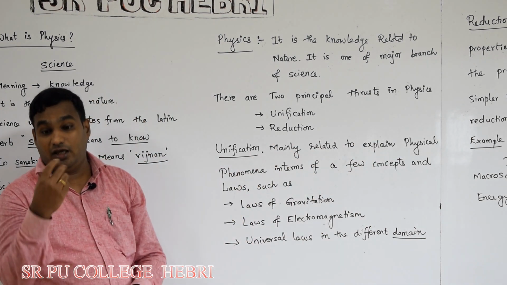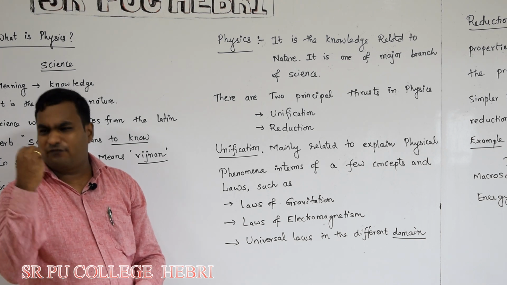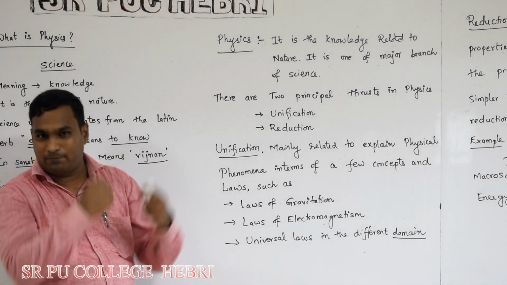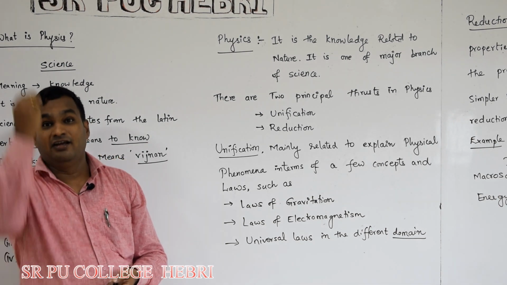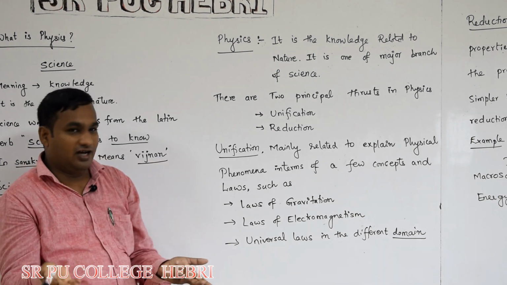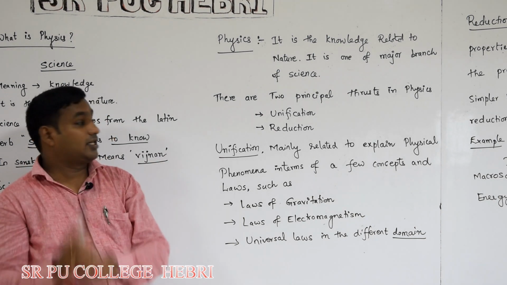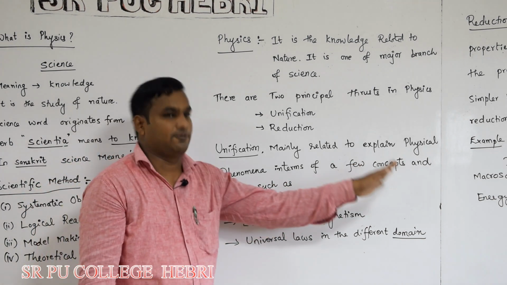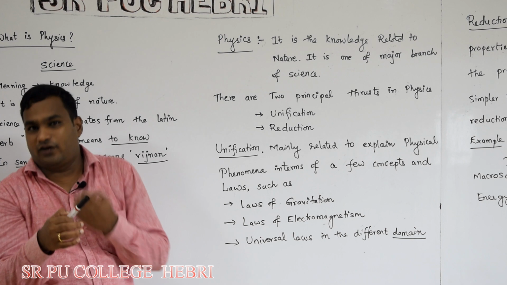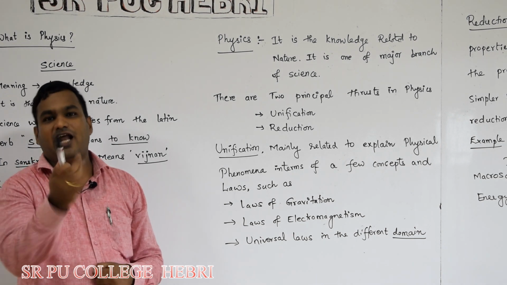Again, we can see different events like reflection and refraction by using optics, or you can see events like gravitation, a pen falling down. These are physical phenomena. Now we can explain those physical phenomena by using certain concepts. Again, I already told you a pen falling down is one physical phenomenon. I can explain it by using gravitation.